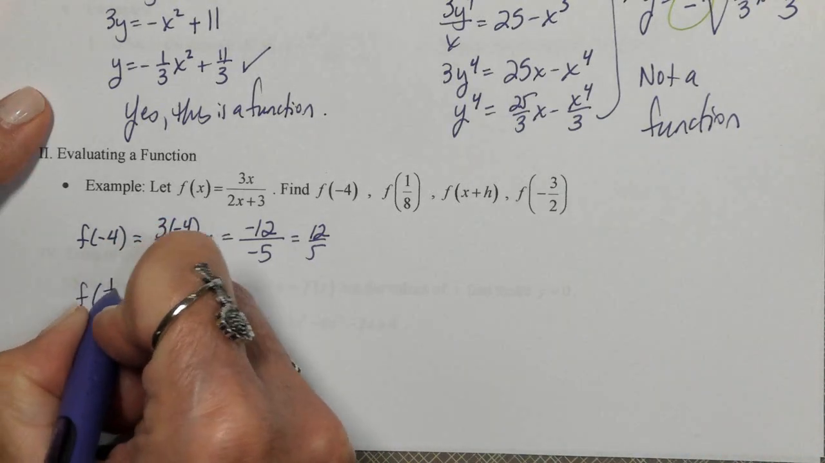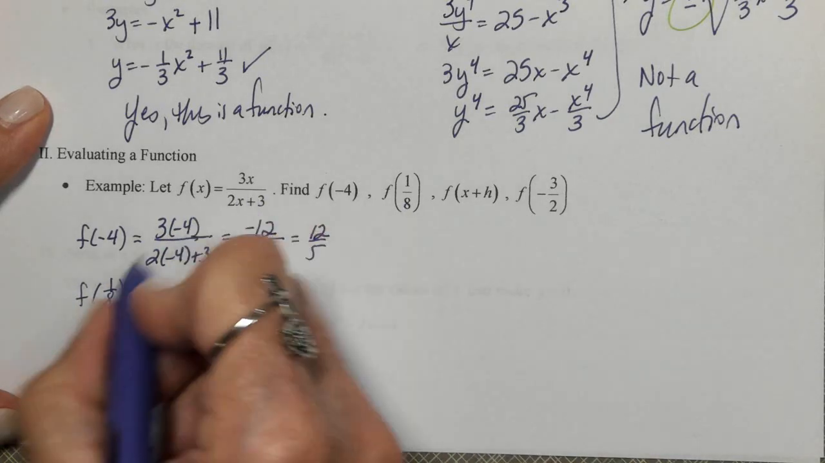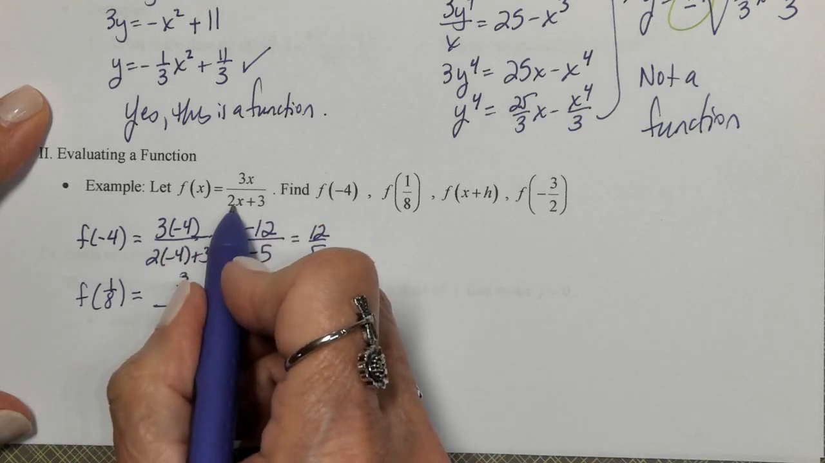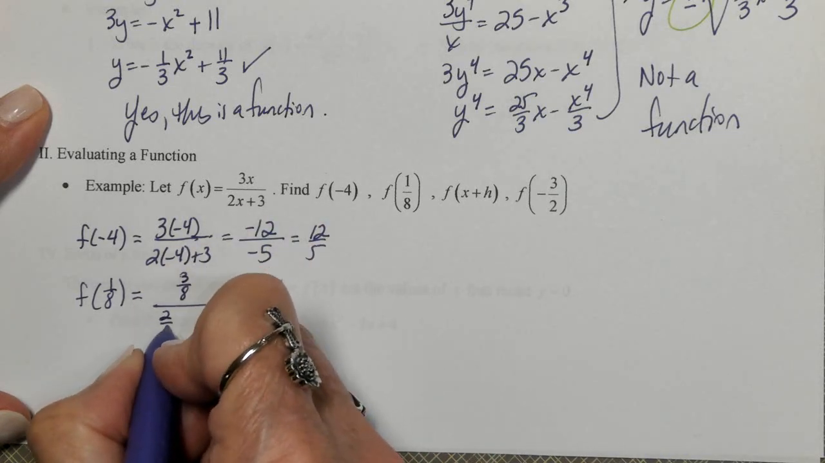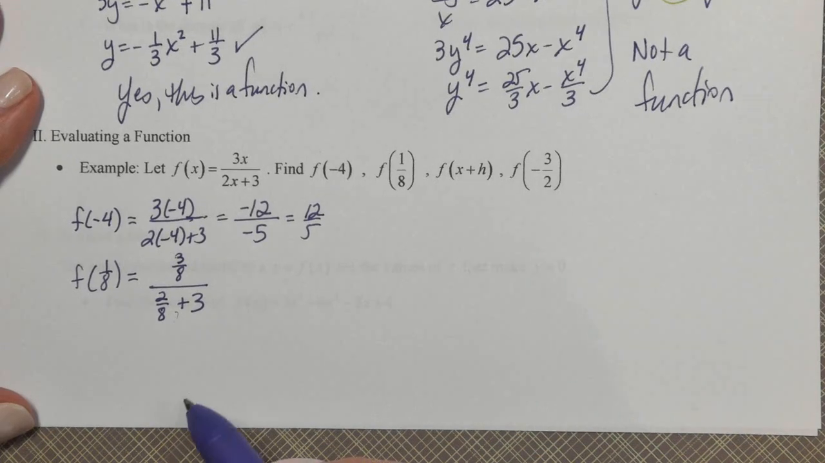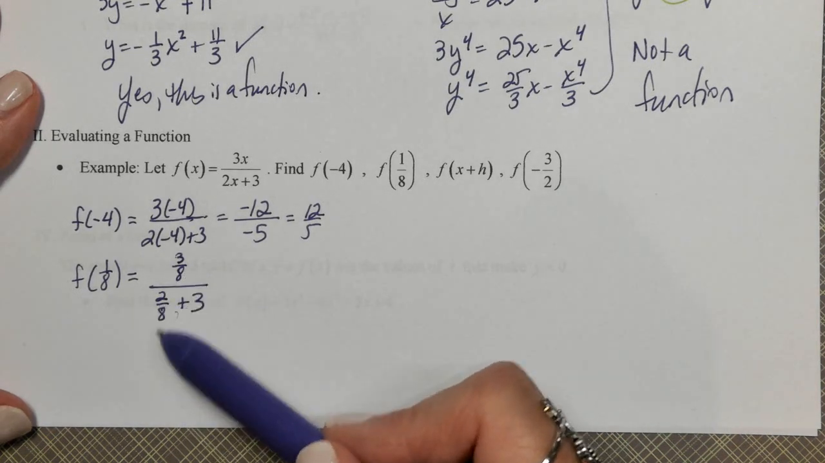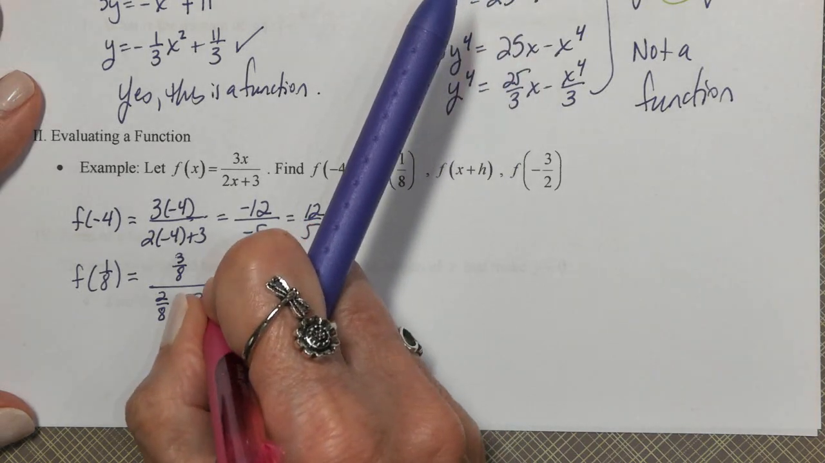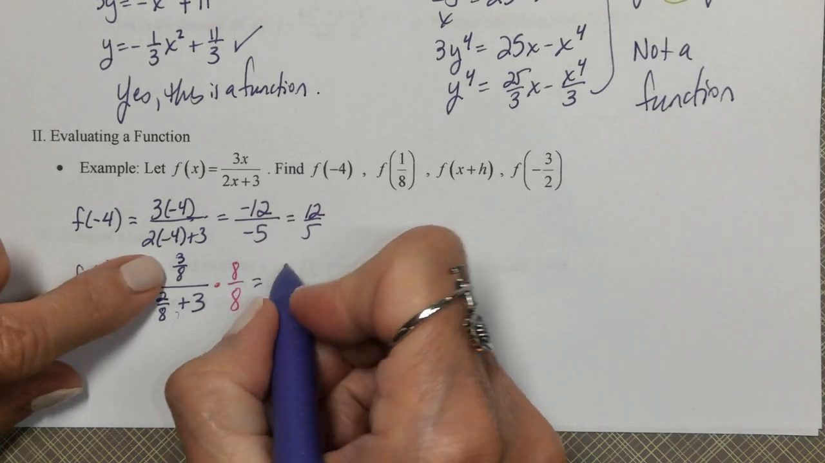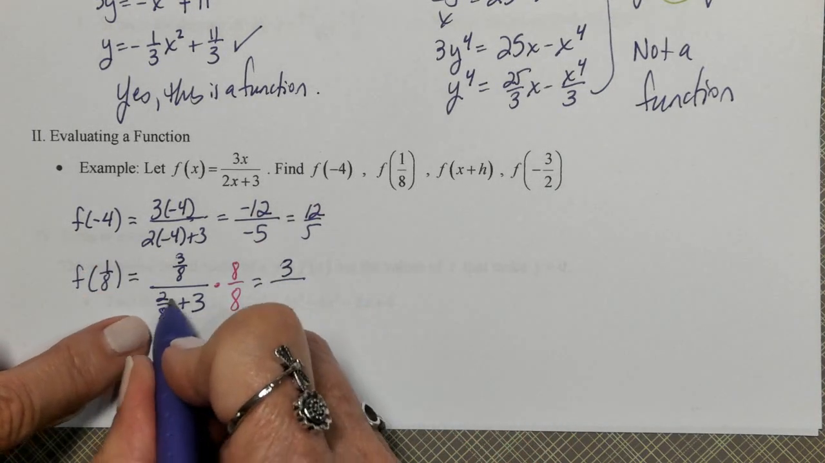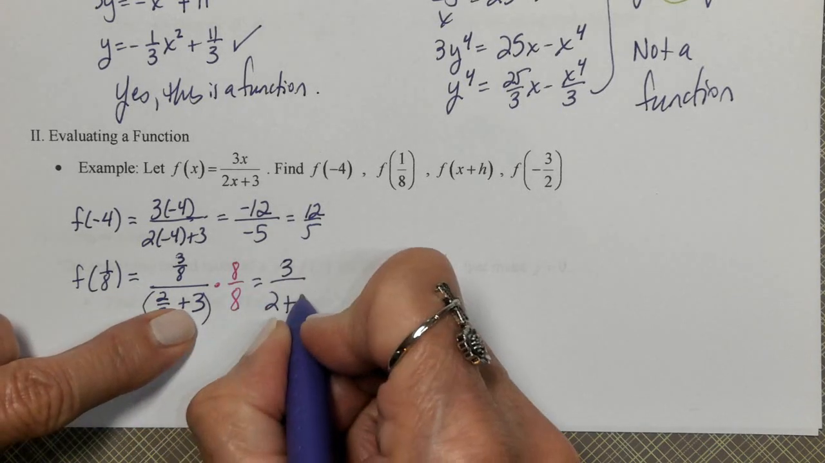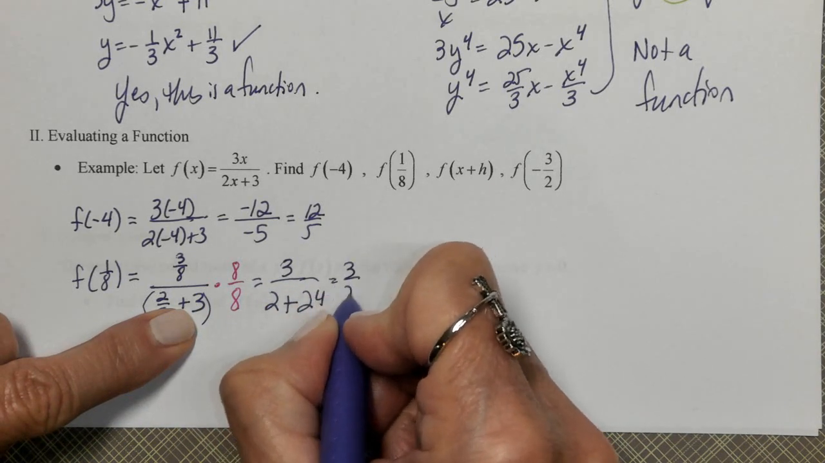Let's find f of 1/8. Okay, if I put 1/8 in for x, this is going to be 3/8 in the numerator. This is going to be 2/8 plus 3, and I know that reduces to 1/4, but since I have an eighth up here, I'm going to leave this as 2/8 because of what I'm about to do. To simplify this, I'm going to multiply top and bottom by 8, and when I multiply top and bottom by 8, distributing here, these 8's cancel out, I'm left with a 2 plus 24, so this is 3 over 26.